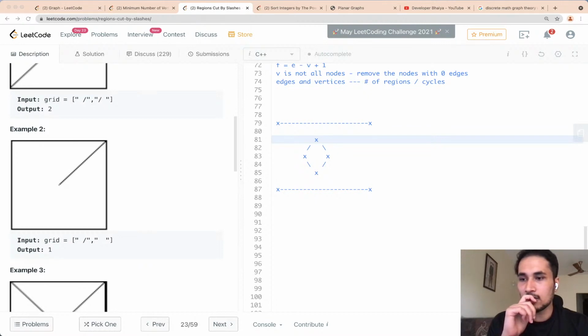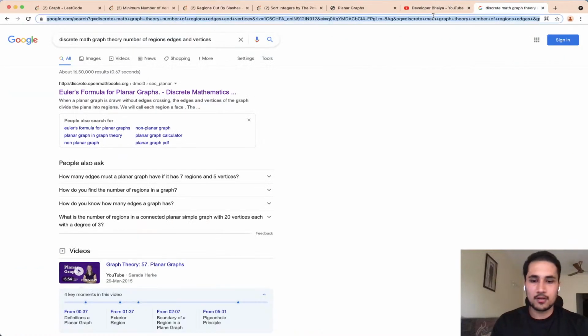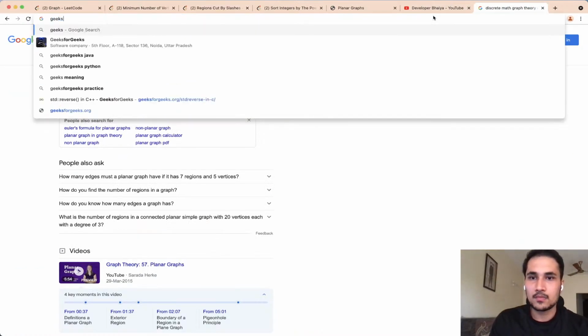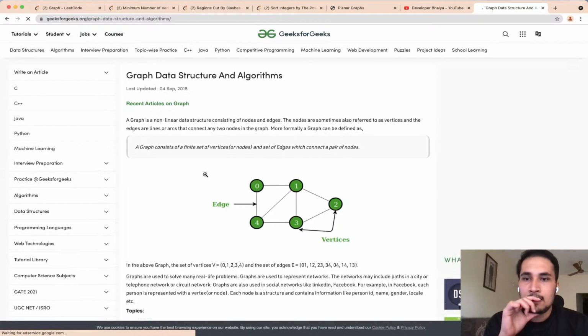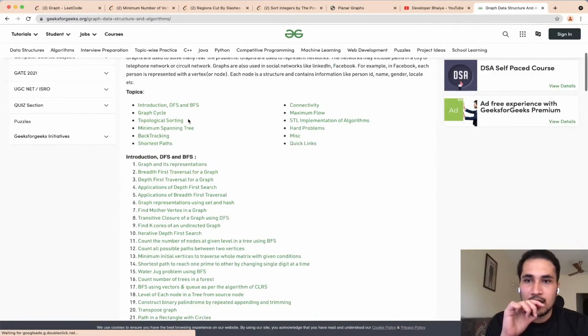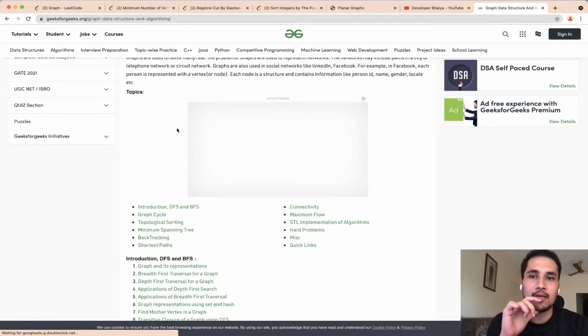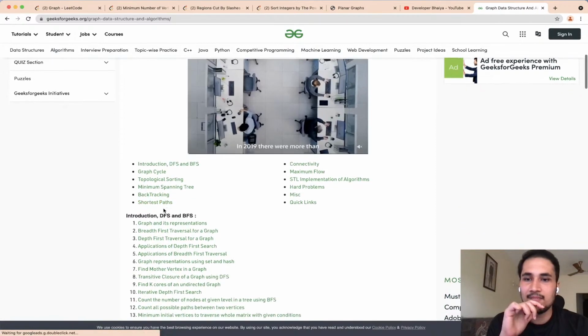Someone is asking what the sources are for learning different concepts using graphs for computer programming. I would say you can simply go to Geeks for Geeks and have a look at the different topics and read them. So, Geeks for Geeks, graphs. Exactly, they have topics like DFS, BFS, graph cycle, topological sorting, and minimum spanning trees.